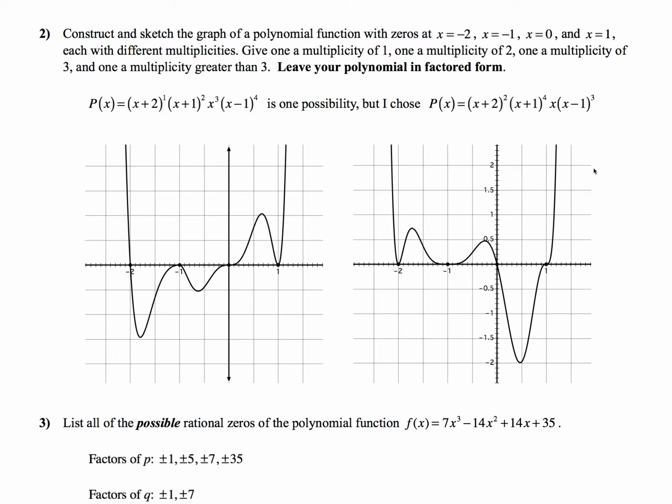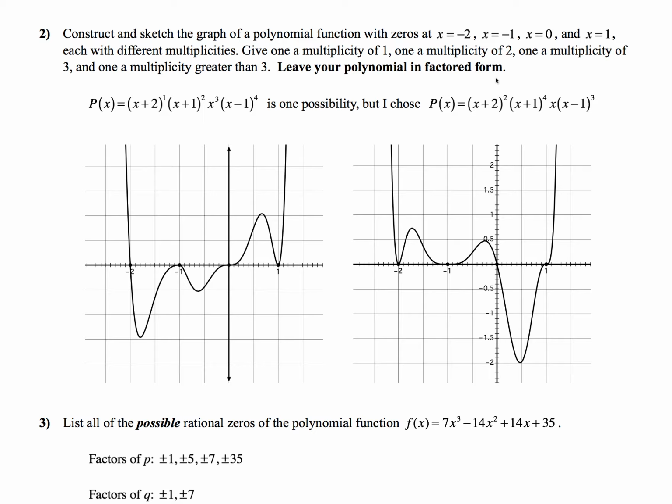All right, now in number 2, we're asked to construct a polynomial function with the following conditions. There has to be a 0 at -2, -1, 0, and 1. And each of the zeros has to have a corresponding multiplicity as dictated here. They all have to be different. One has a multiplicity of 1, one will have a multiplicity of 2, another 3, and then a number greater than 3.